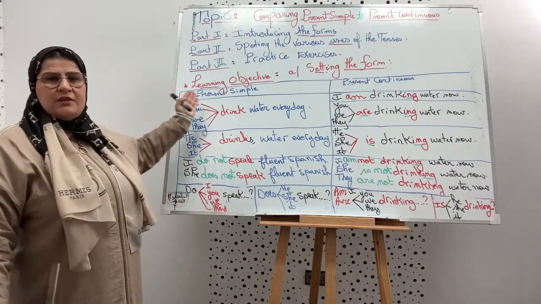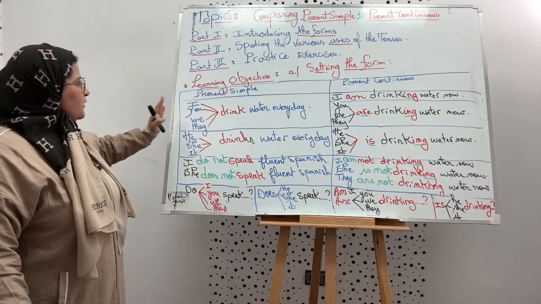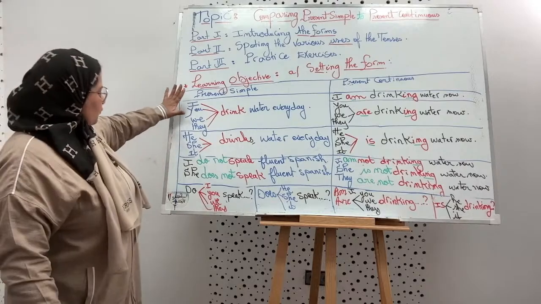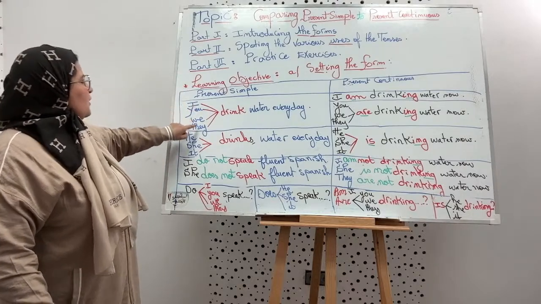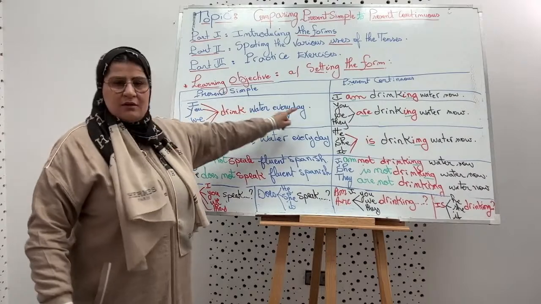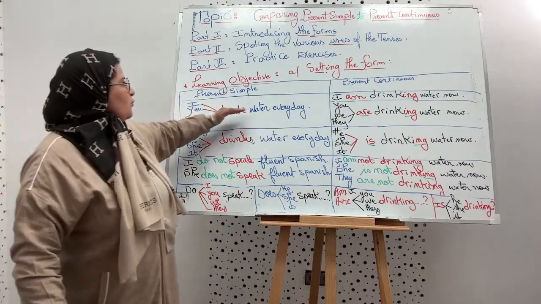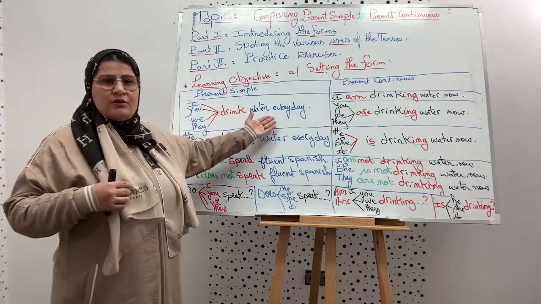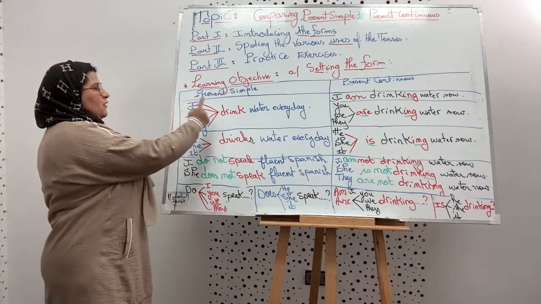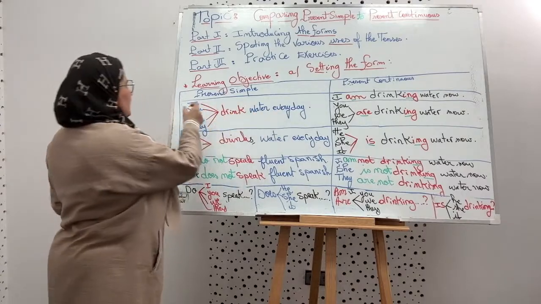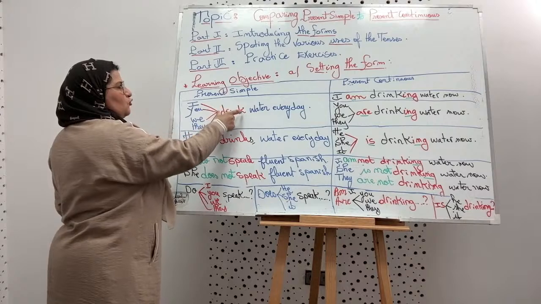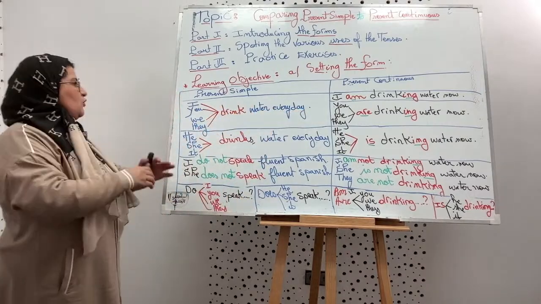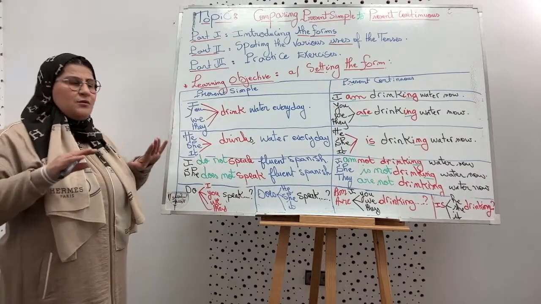So look at the present simple tense. The present simple tense is a very simple tense. It is formed from a subject plus verb plus a complement. So subject, verb, complement. For example, I drink water every day. I is a subject pronoun. Drink is a verb. Water every day is a complement. So it's a very easy, very simple tense.